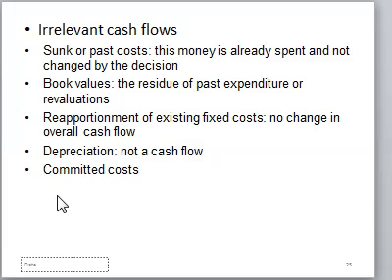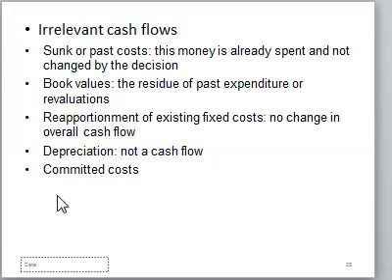Another one is the reapportionment of existing fixed cost. For example, you are already renting a building, but in the same building you want to put in a new machine for producing a certain product line. We cannot charge the cost of renting the building to the new product line, because that is already an existing fixed cost. We cannot divide an existing fixed cost. So that one is also an irrelevant cash flow.